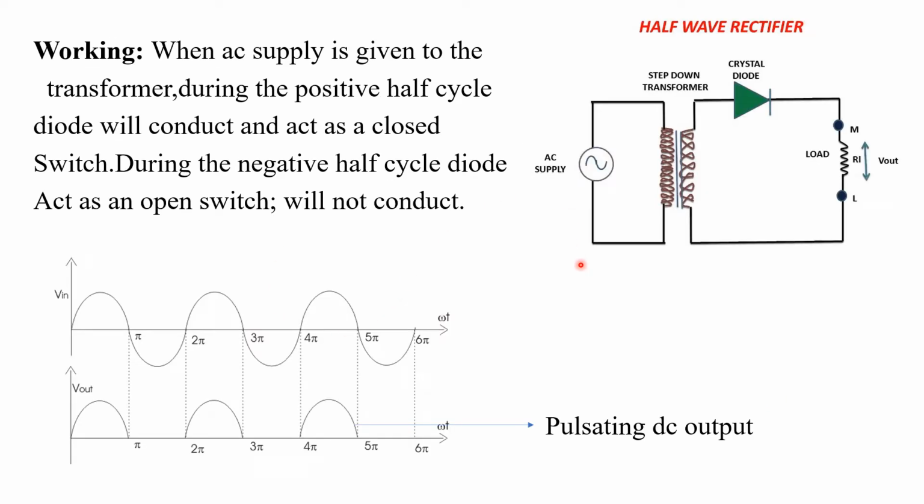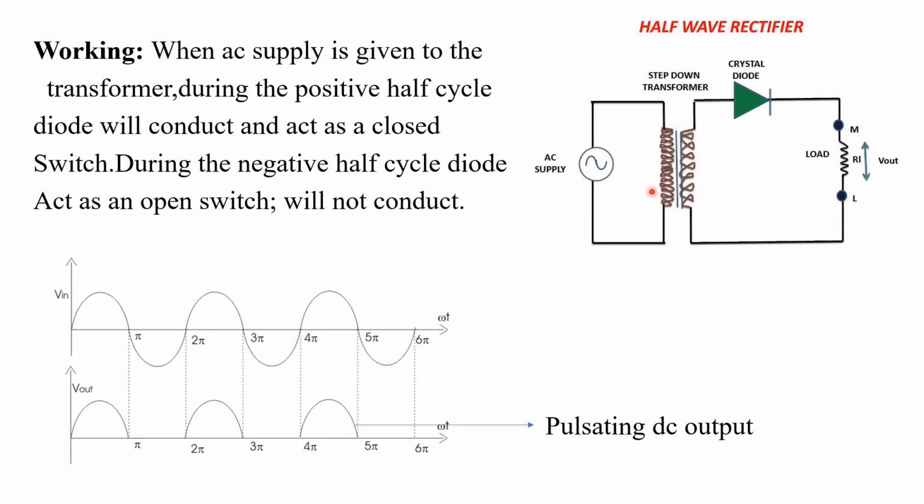Here you can see the basic circuit for a half wave rectifier, with the three basic requirements. Here is a step down transformer. The supply is given to the primary of the step down transformer, and that is normally a 230 volt, 50 hertz, single phase supply. The next important requirement for rectification is the crystal diode, or simply a semiconductor diode. And the third one is the resistive load, or simply the load.